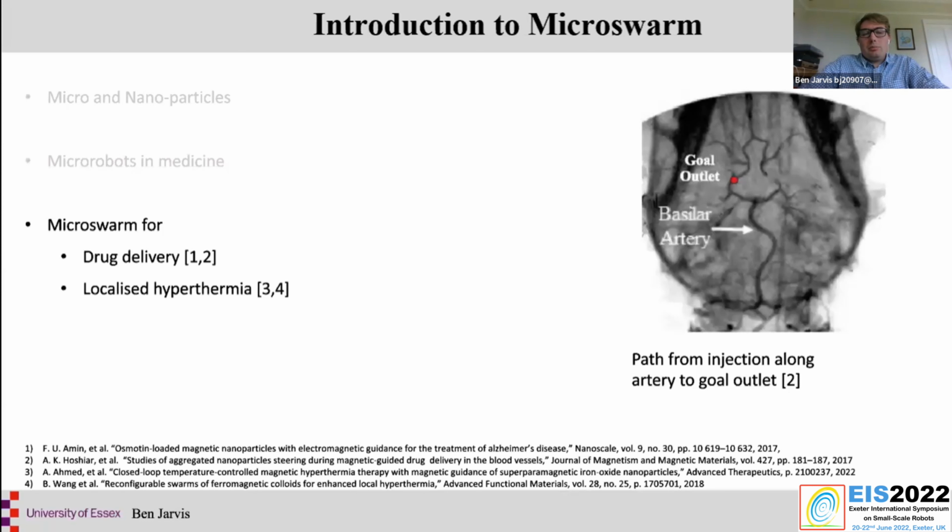Slightly differently, we can also introduce a localized hyperthermia, for example, to kill off any cancerous cells or that sort of thing, by increasing the density of the swarm. By compressing the swarm together, this will generate heat, which can be used to kill off cancer cells.